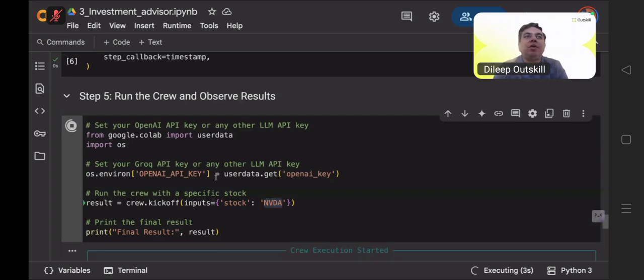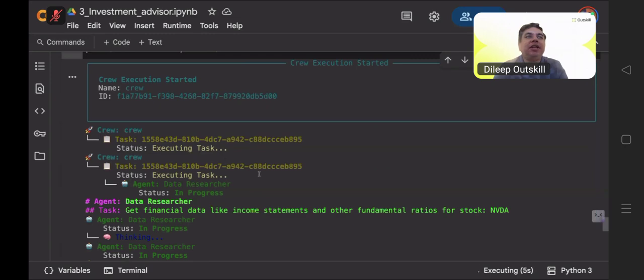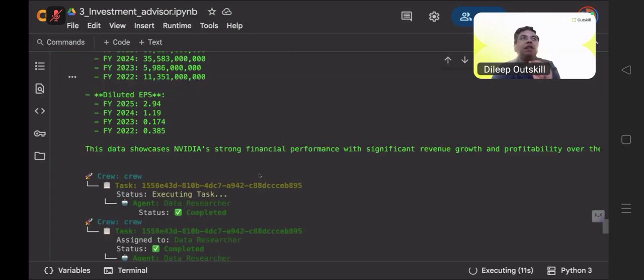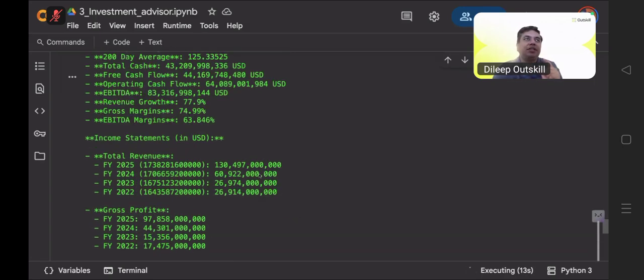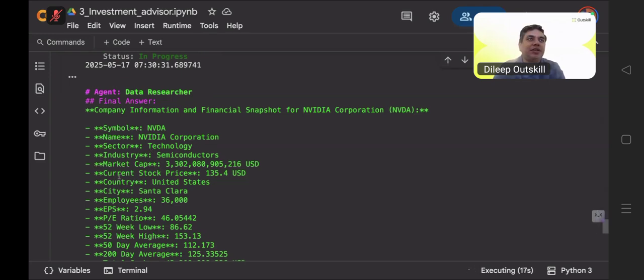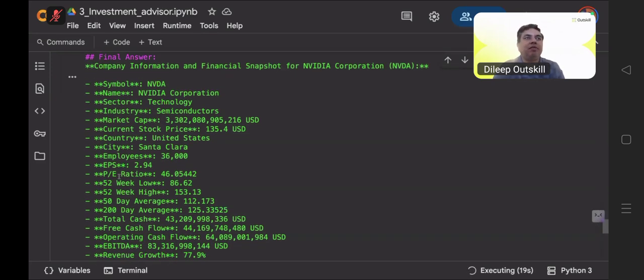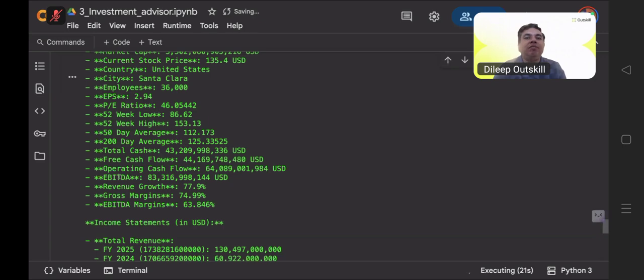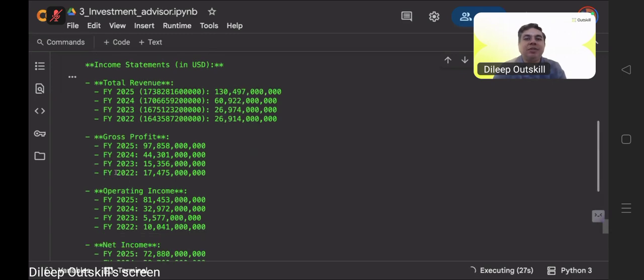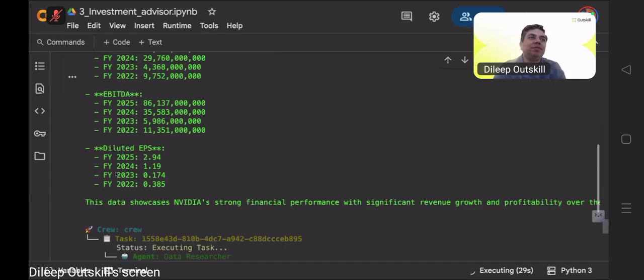So I have the OpenAI API key, and now my crew has started the data researcher agent. It is going to try to extract the income statements and the financial listing. Now look at this. It has got my information on symbol, name, sector, stock price, number of employees, 52-week low, 52-week high, 50-day average, etc. EBITDA margins, income statements, all of that is provided.